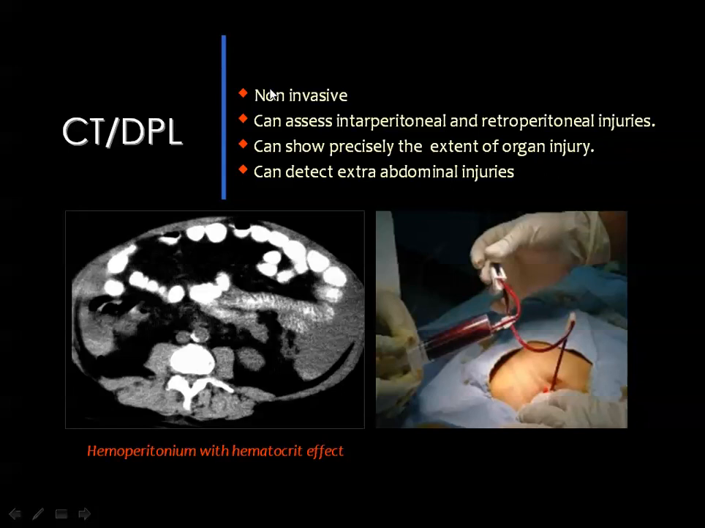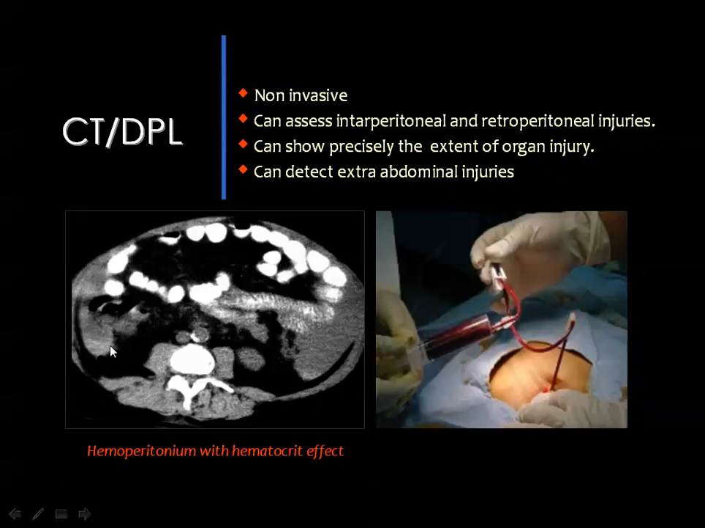Of course, the CT is non-invasive. CT can assess intraperitoneal and retroperitoneal injuries. It can show precisely the extent of organ injury and detect the exact site of injury. It also can detect extra-abdominal injuries, like injuries of the pelvic bones, injuries of the lower thoracic cavity and ribs, and so on. And this is the CT scan of a patient with internal hemorrhage, and you see the fluid inside the peritoneal cavity.